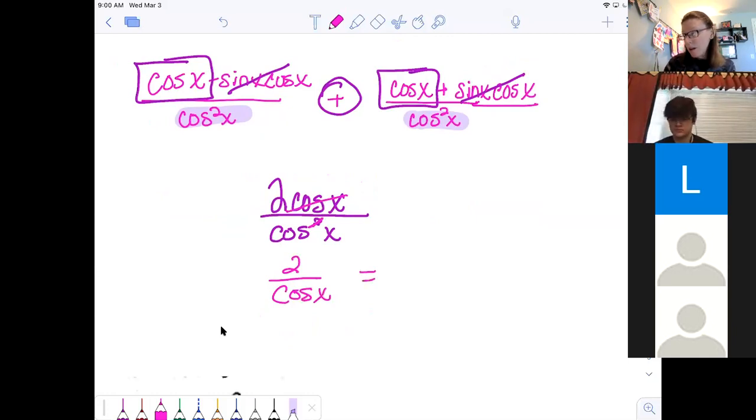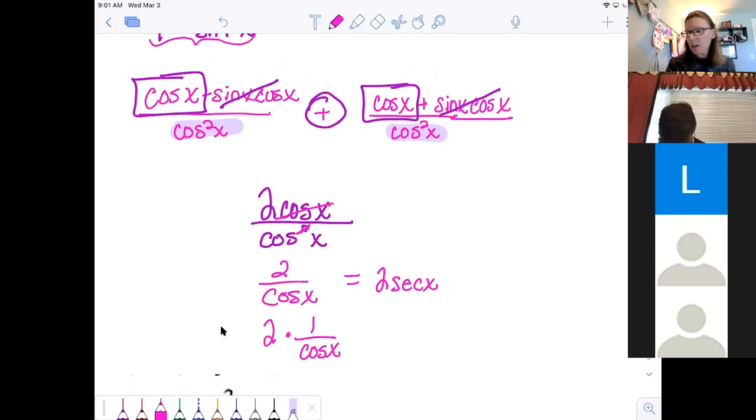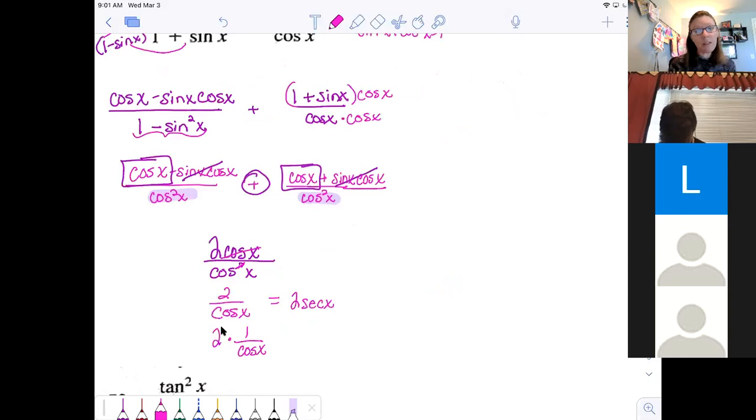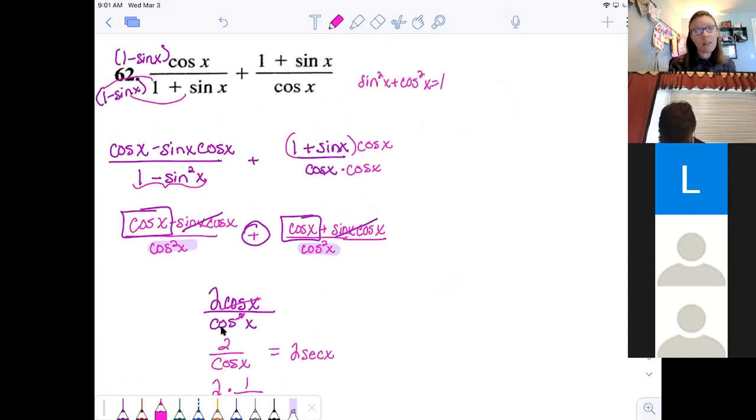And then this becomes 2 times the secant of x. So 2 over cosine is really saying I have 2 times 1 over the cosine, and 1 over cosine is the secant. Questions? So I think some of you used this approach. Nice job, Darby, using the conjugate.